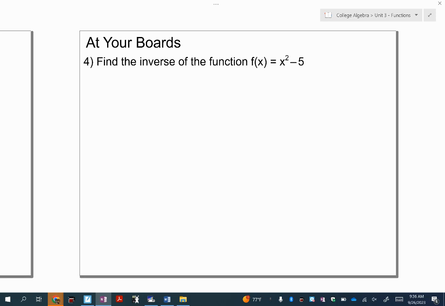So first off, check out the notation. What does this notation say? F of x. So this is the original function, and we're trying to find the inverse, which the notation is f to the negative first power of x. In 30 seconds it'll show. Okay. So we're trying to use that notation to find the inverse of this.